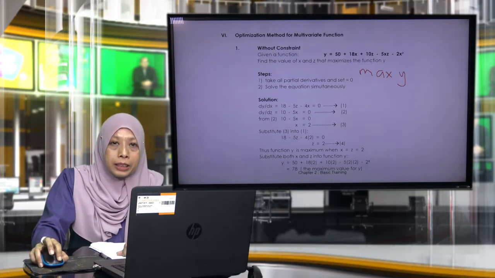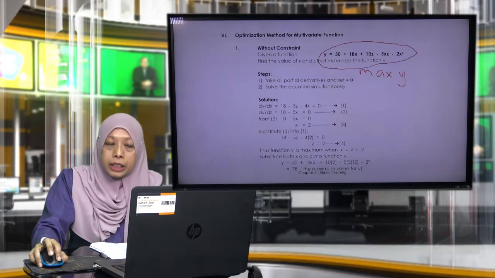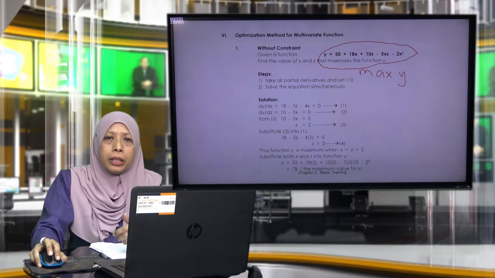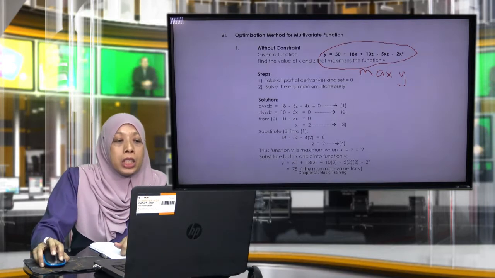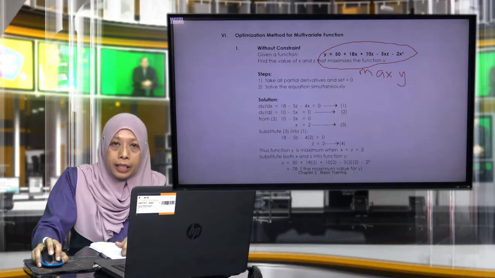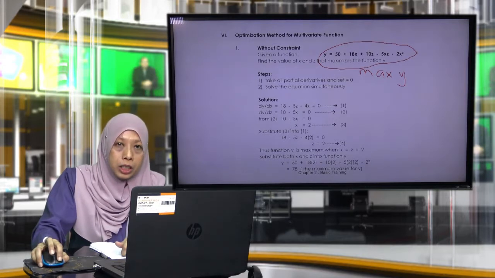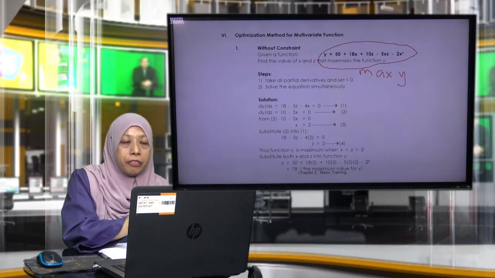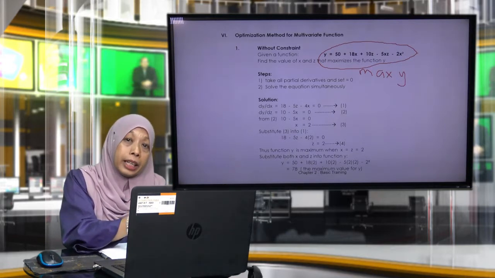Whenever we want to maximize a function, we have to differentiate the function and set it equal to 0. But the thing is, we are dealing with a multivariate function. So how are we going to differentiate it? You need to use the partial differentiation technique. First of all, you need to take all the partial derivatives and then set them equal to 0. But because you have more than one equation, you have to solve them simultaneously. This is where you apply the technique for solving equations simultaneously, which I have shown you previously.